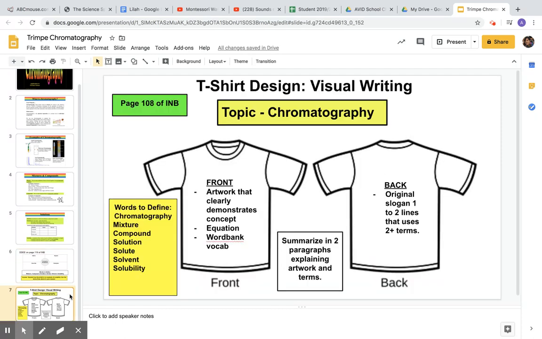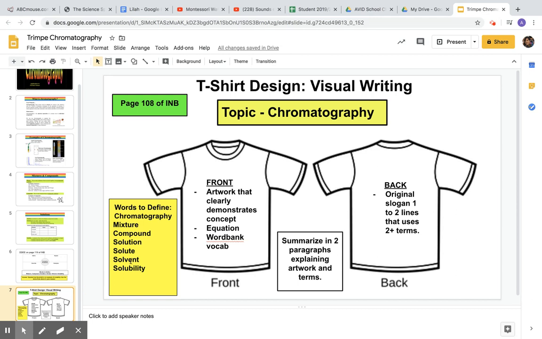On page 108, you're going to be creating a T-shirt. Your T-shirt is going to bring chromatography and solubility together. So I want you to explain how solubility and chromatography go together. Now, chromatography separates what? You want to ask yourself, what is it separating? Go back to that vocabulary. Is it separating mixtures? Is it separating solutions? Things like that. And what happens if something is not soluble? We'll go over that tomorrow when I show you a demo lab.